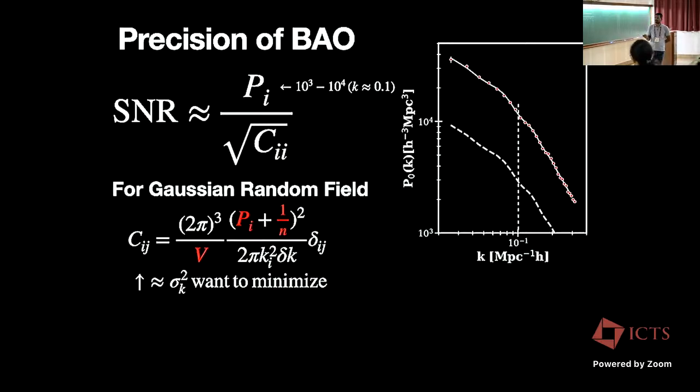Here n is the number density of the object, right? There's a term called power plus shot noise, and there's a term for volume. This is the effective volume of the survey you're looking at. All of this comes from essentially the mode counting exercise, the number of modes you're going to look at. So what you want is sigma k to be as small as possible. You want to minimize sigma k, and hence you have to maximize volume, and you have to essentially minimize this term, P plus 1 over n bar.